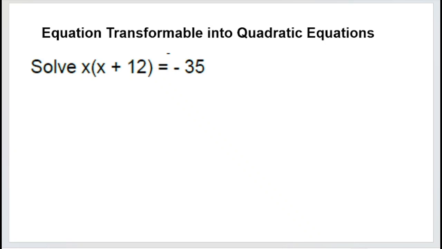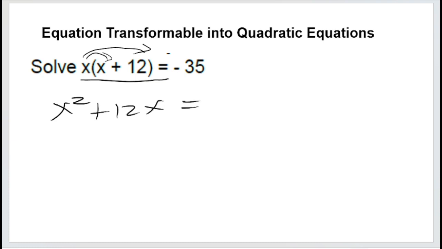Okay, to solve the equation transformable into quadratic equation, may problem tayo dito. Solve for x, quantity x plus 12 is equal to negative 35. Gagawin dito, una ito i-simplify. Mag-distributive tayo dito. So x times x is x squared. X times 12 is 12x is equal to negative 35.